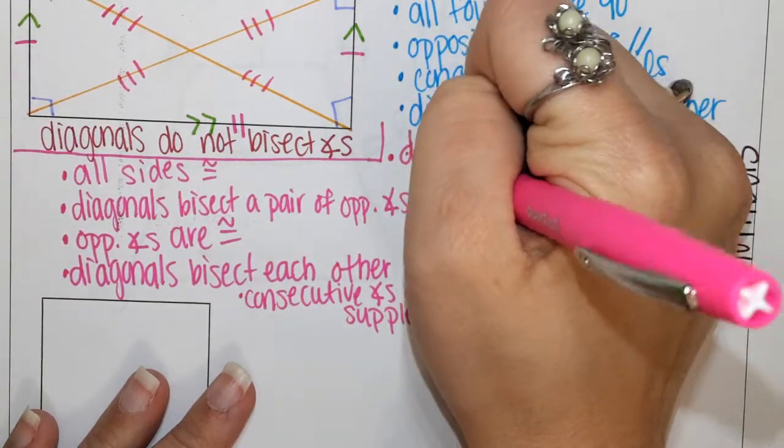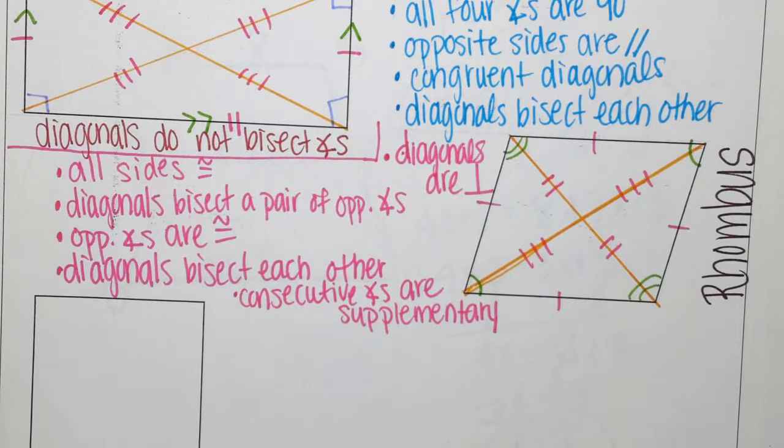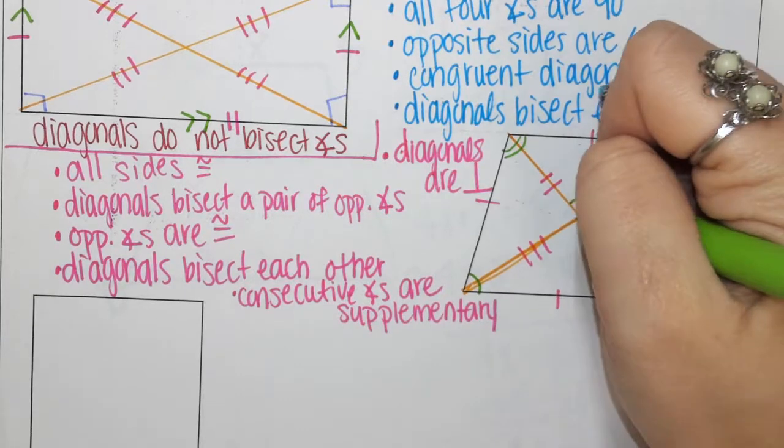Diagonals are perpendicular. So what kind of symbol do we use for that? A box, a square. Awesome.